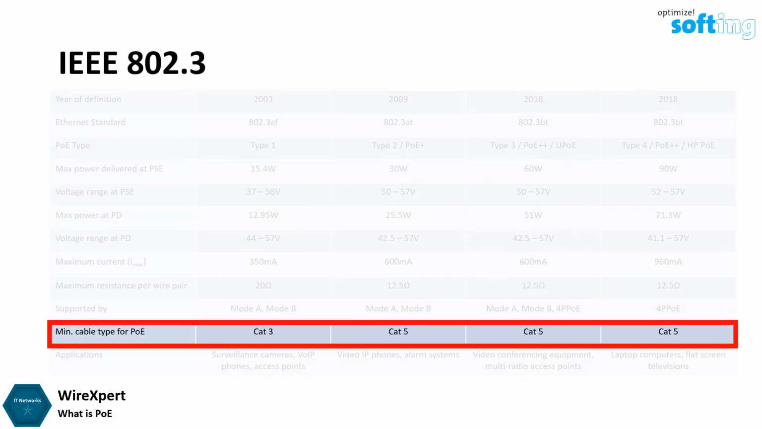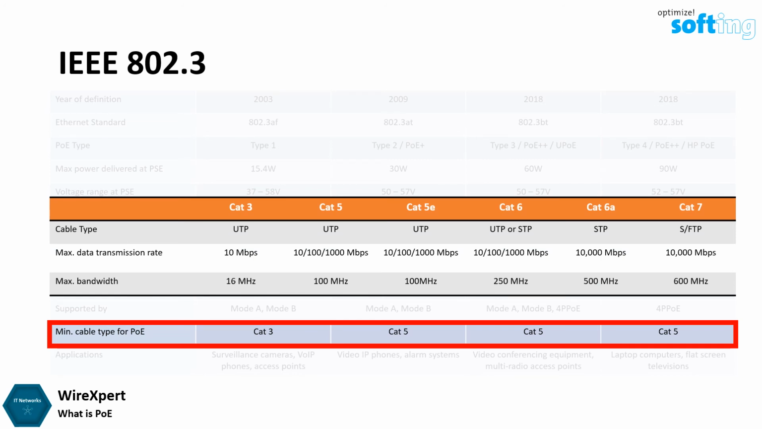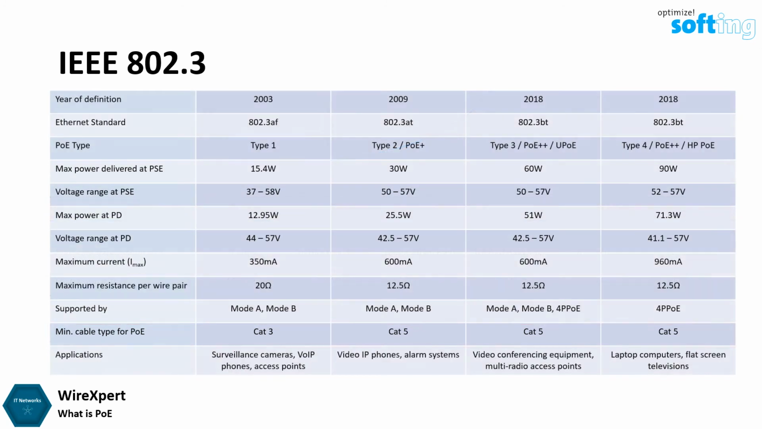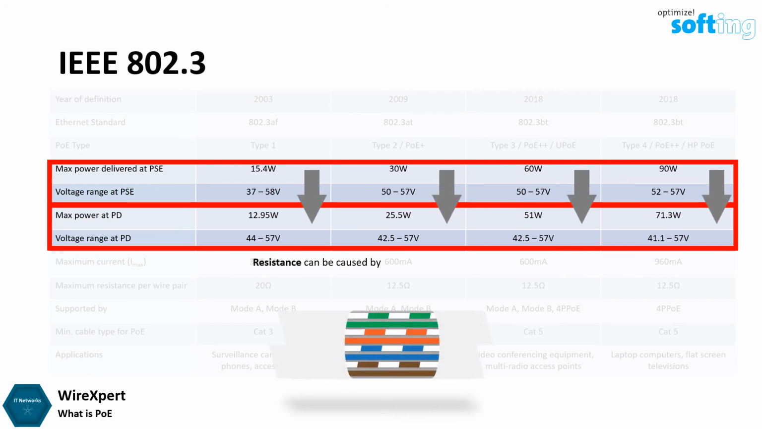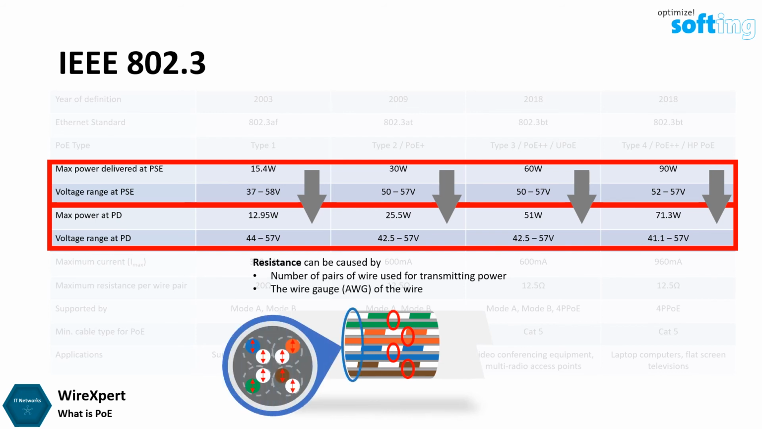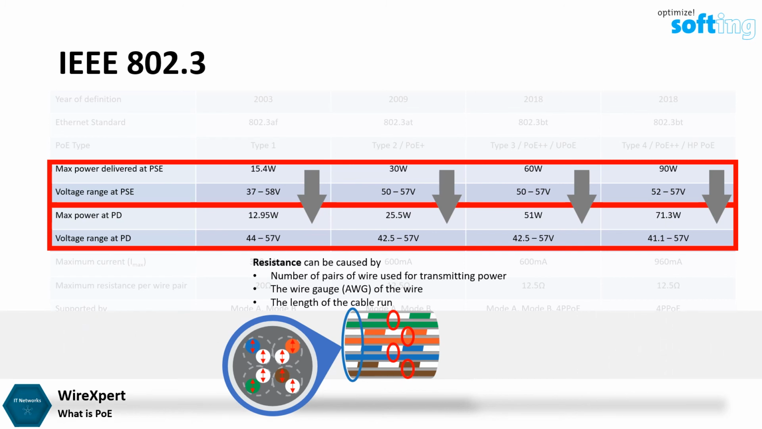An Ethernet cable of higher category, for example Cat6 or Cat6a, will provide a higher immunity against noise and signal interference. However, the cost of the installation will usually increase with the higher category cablings. Therefore, it is important to choose the cabling that is relevant to the intended transmission rate, as these installations will typically last for a very long time. The loss in power is typically due to voltage drop caused by resistance in the installation. Resistance can be caused by the number of pairs of wires used for transmitting power, the wire gauge, or diameter of the wire, and the length of the cable run. Resistance is measured in ohms.